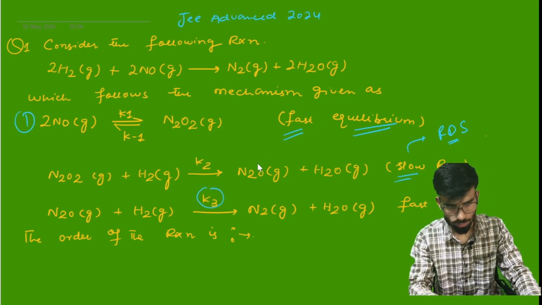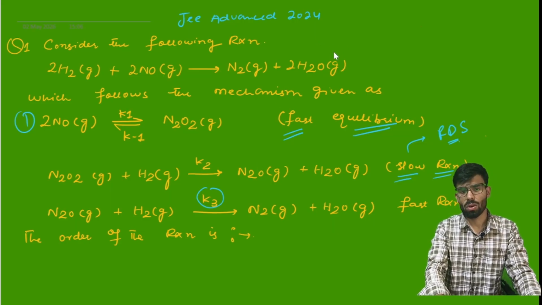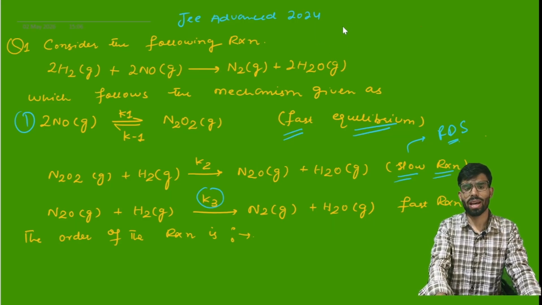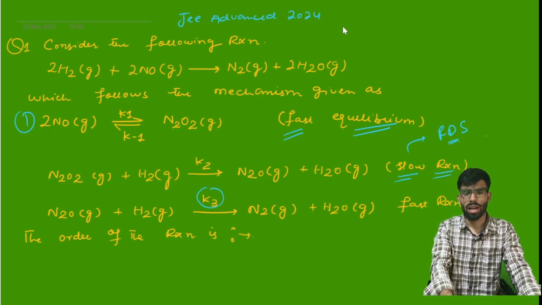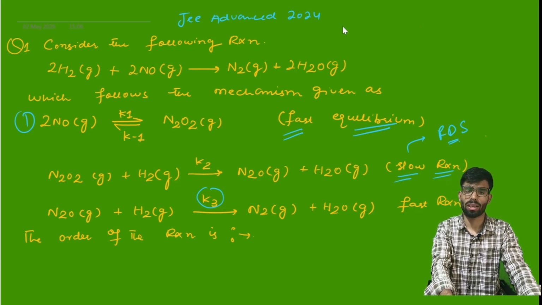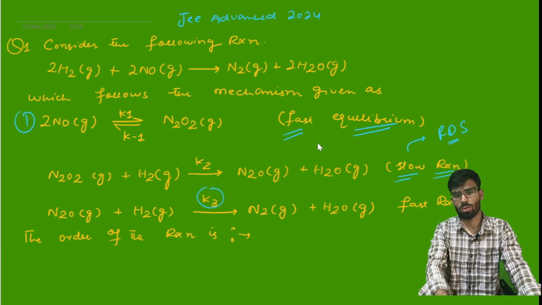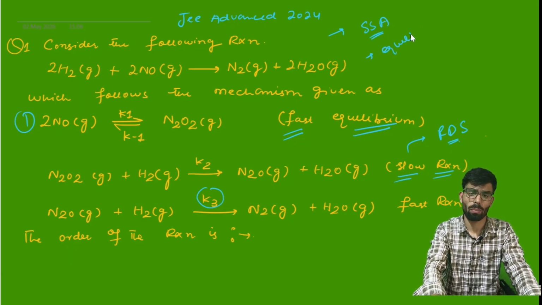So this one is a complex reaction. In elementary reactions, we directly correlate stoichiometric coefficients with the order. But for reactions which involve complex or multiple steps, we can't directly go by that method. So in such cases, we use two approximations. The first one is the steady state approximation, and the other is the equilibrium approximation.